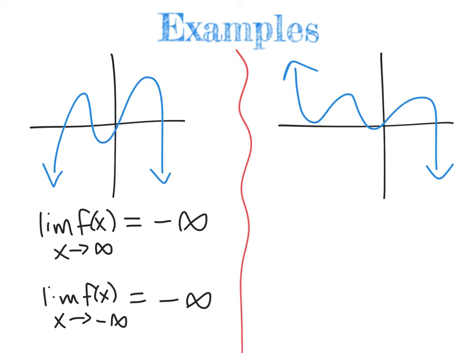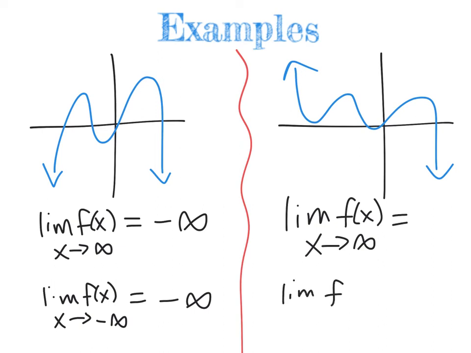Let's look at this other one on the right side. What is the limit of the function as x goes towards positive infinity? And what is the limit of the function as x goes towards negative infinity? Well, positive infinity means the right side of the graph. On the right side, the function is going down towards negative infinity. And what is the function doing as x goes to the left or negative infinity? On the left side, the function goes up towards positive infinity.